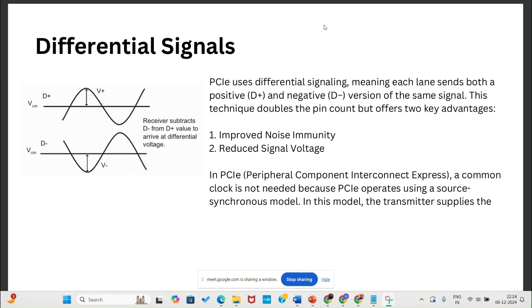And next is the reduced signal voltage. Differential signaling operates with lower voltages, reducing power consumption and allowing faster transmission speeds. In PCIe, a common clock is not needed because PCIe operates using a source synchronous model. In this model, the transmitter supplies the clock to the receiver indirectly by embedding the clock signal into the data stream. So this eliminates the need for an external or forwarded clock.